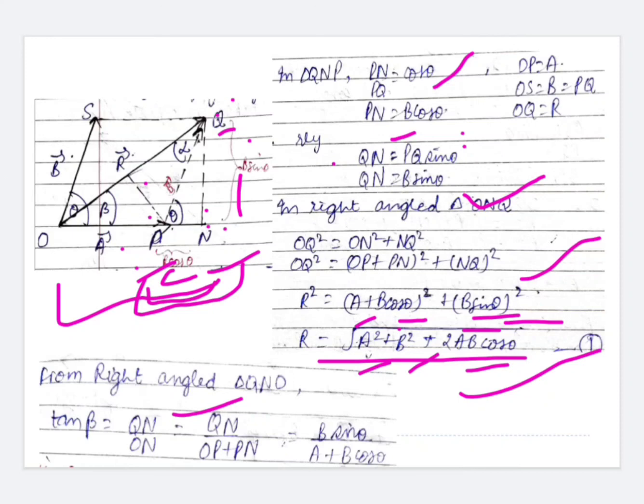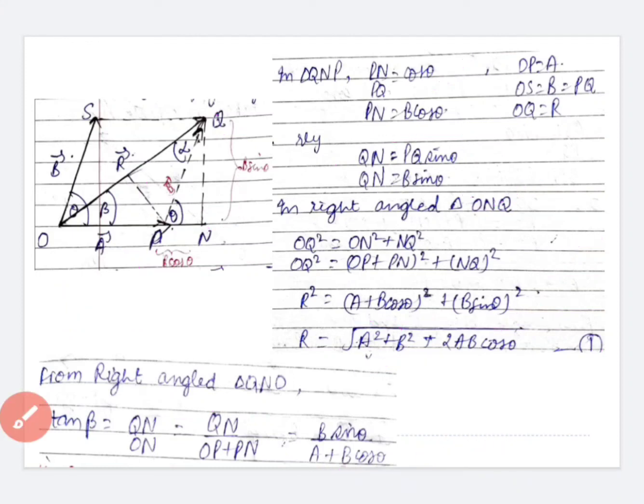So we can put the value of Qn that we have seen above, B sin theta, in this equation, and OP as A and PN as B cos theta. After putting all these values we can find the value of tan beta, that is the angle at which this resultant vector is inclined to vector A. So this was all about the parallelogram law of vector addition.